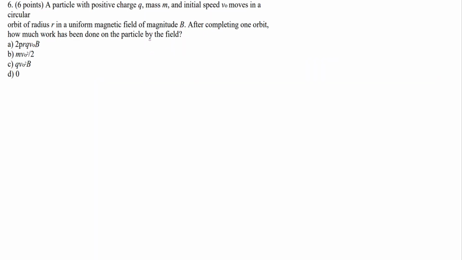So now we have a particle with a positive charge of Q, a mass of m, and an initial speed of v sub naught. And it moves in a circular orbit of radius r in a uniform magnetic field of magnitude B. After completing one orbit, how much work has been done on the particle by the field?